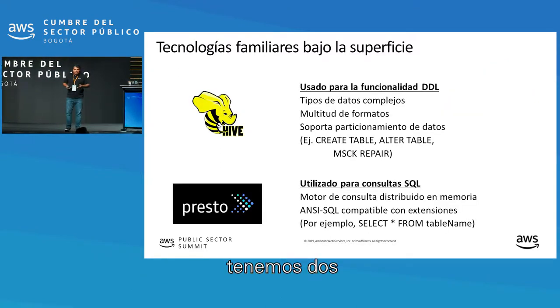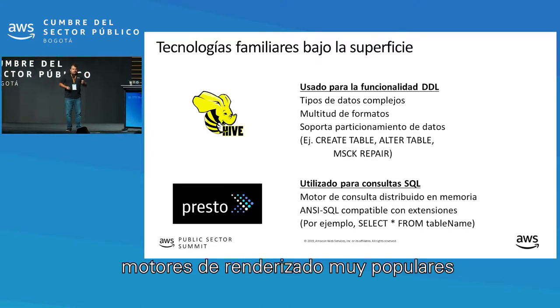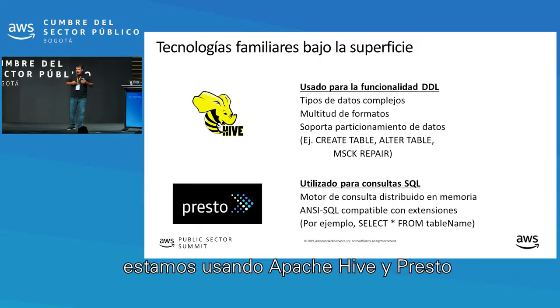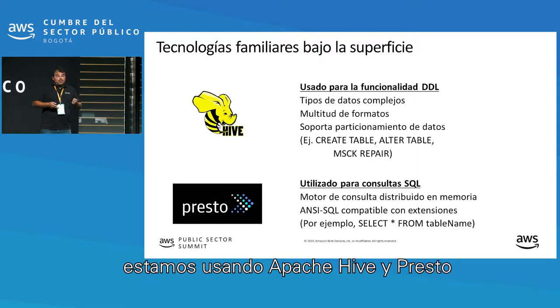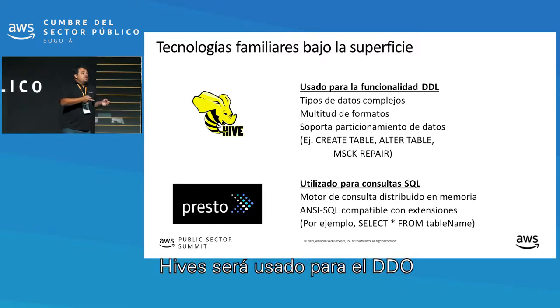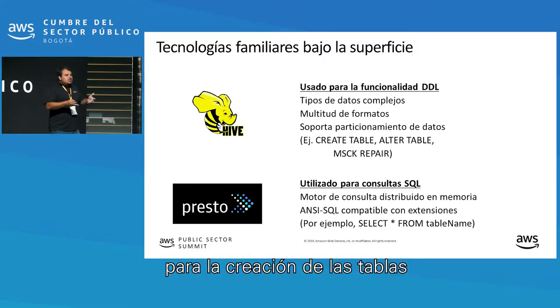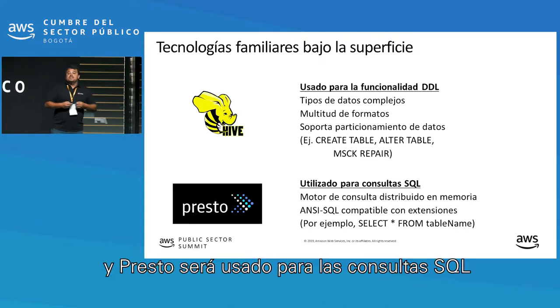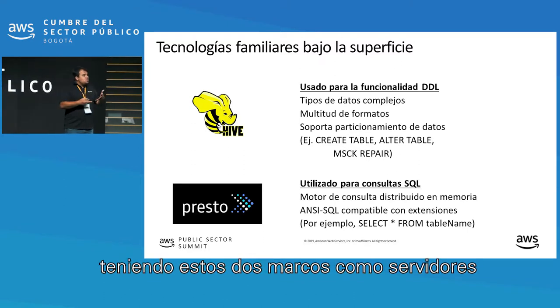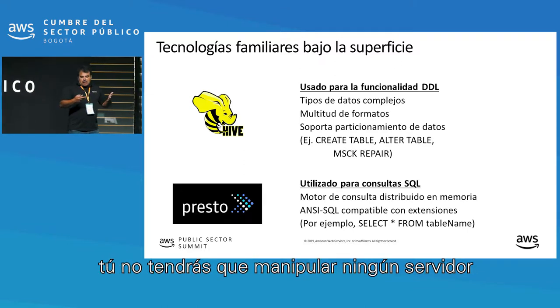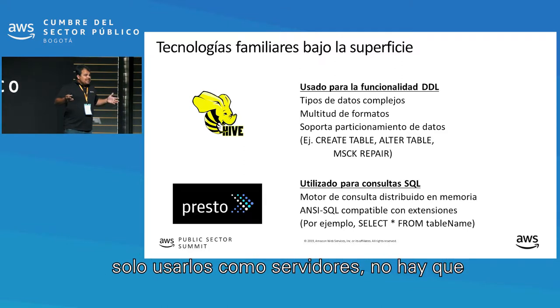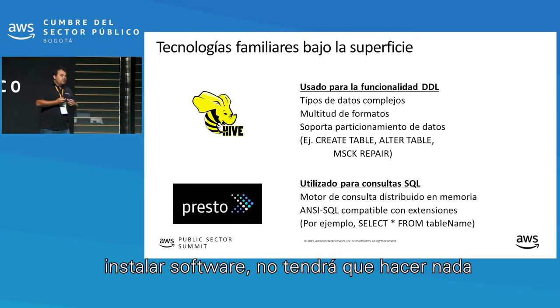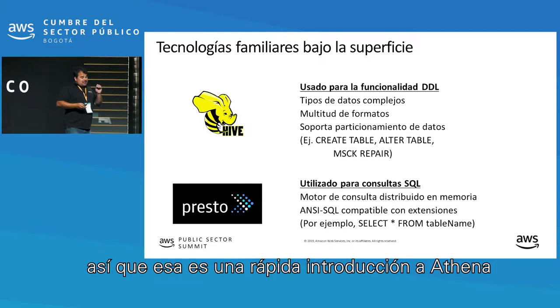Under the hood, we have two very popular open source frameworks. We are using Apache Hive and Presto, right? So Hive is going to be used for the DDL, for the creation of the tables, and Presto is going to be used for the SQL queries. And having those two frameworks as a service, you don't have to handle any servers. Just use it as a service, right? You don't have to install software, you don't have to do anything. So really, really fast to get started with Athena.